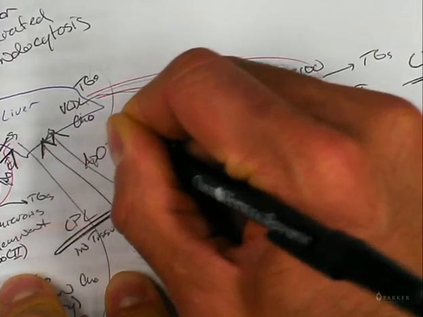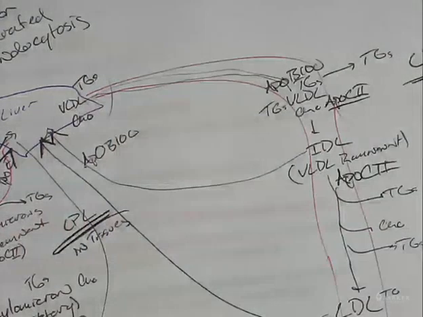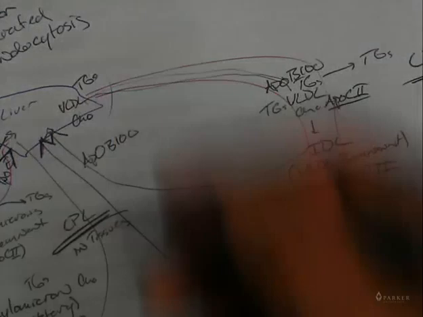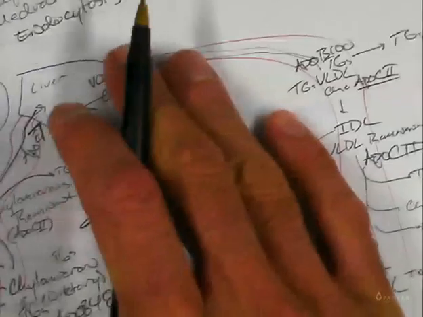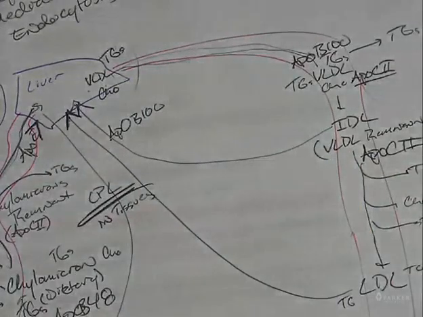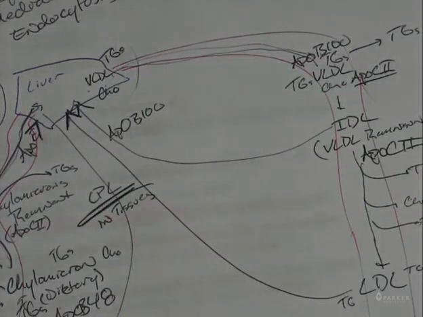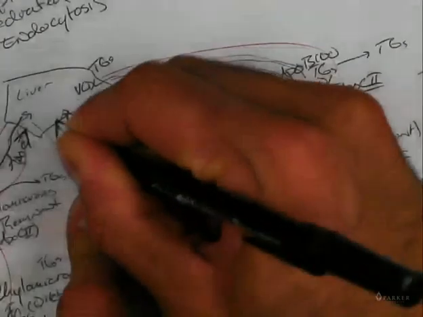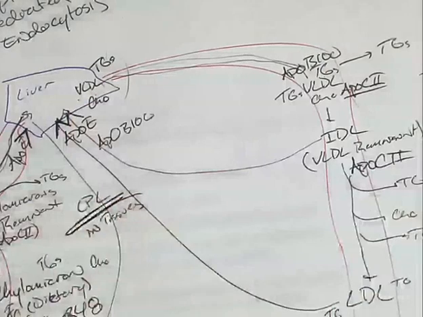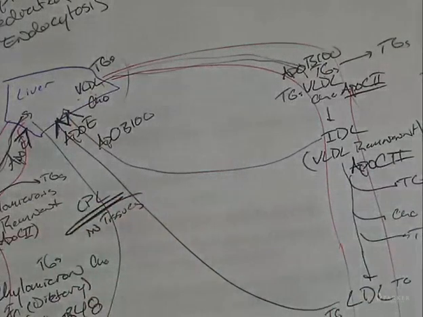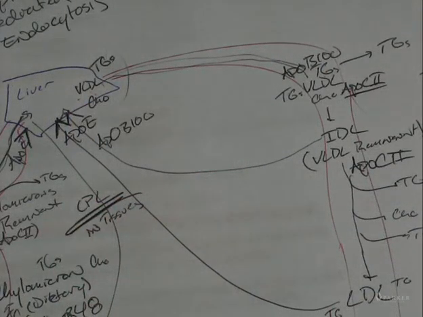ApoB100. Because ApoB100 detects LDL receptors, and these are LDL receptors at the liver. Even if they don't pick up LDL all the time, they pick up IDL, they pick up chylomicrons, they're still called LDL receptors. ApoB100 detects those receptors, and ApoE binds to them. ApoE is the ligand for binding to LDL receptors. And then they are endocytosed by receptor-mediated endocytosis. They are recycled, they are broken down, they are reassembled, and they are shipped back out as VLDLs.